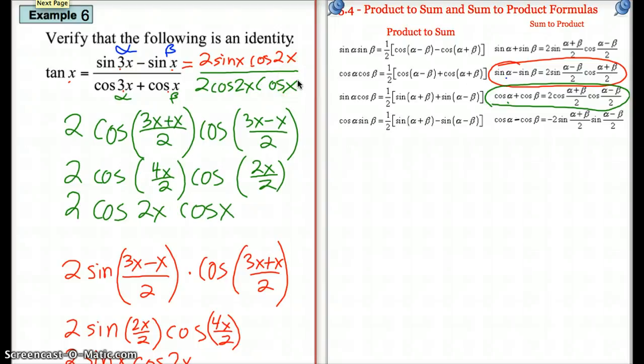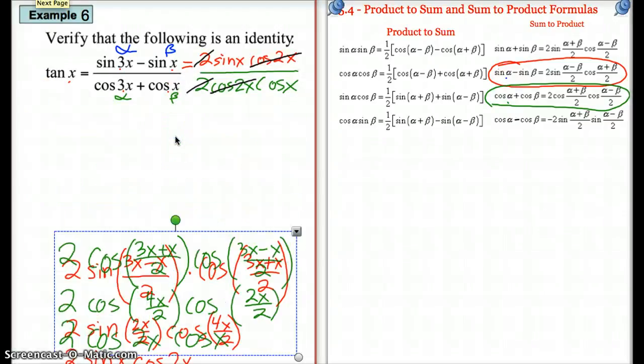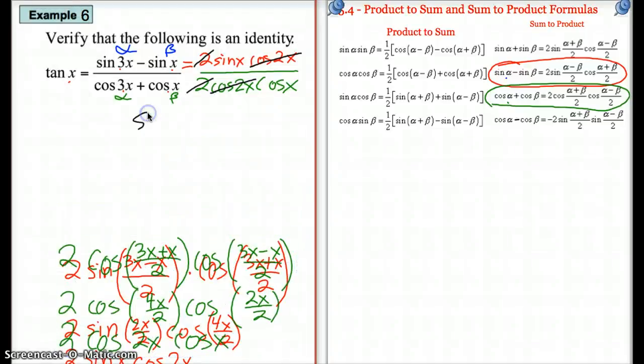I've only used the sum-to-product formulas to change these guys to a product. This helps me tremendously because now I can simplify. Those will cancel, as will the 2's. And look what we've got left: sine over cosine. All of this hard work gave me my final result of sine over cosine, which is equal to tangent. So I am done with this identity by just using the sum-to-product and then one more identity.